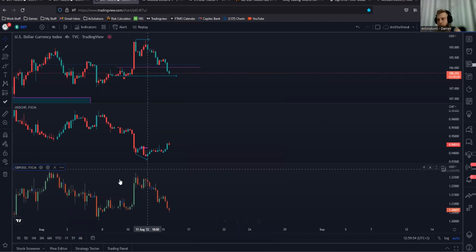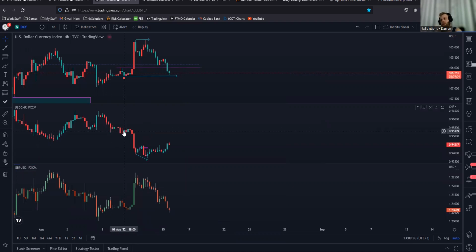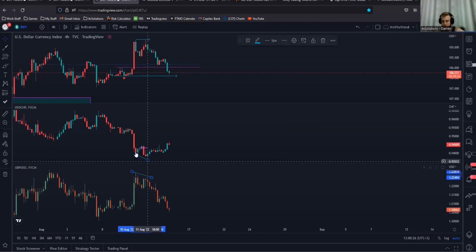Okay, so what we should be seeing over here is that if the dollar index and Swiss franc are supposed to move together, then they should be symmetrical. And the same is with the dollar and the pound, or the pound and the dollar. They should be symmetrical, but they are not. So what happens here? While GU makes a lower high over here, Swiss franc is making a lower low. And at the same time, the dollar index is making an equal high.